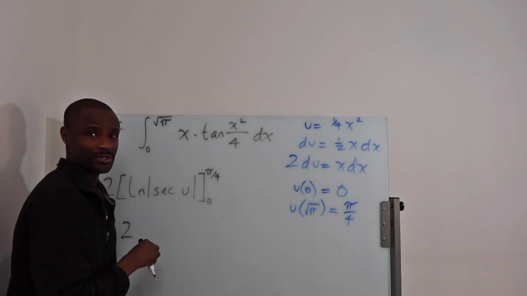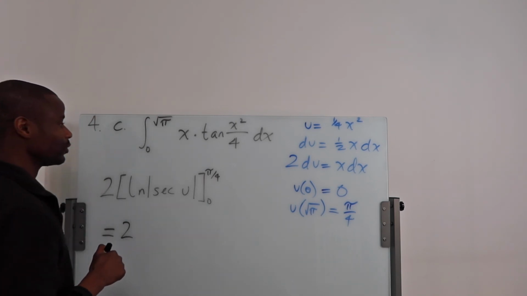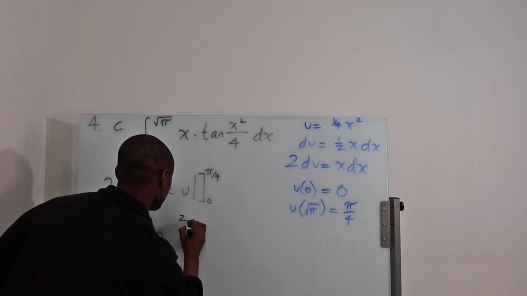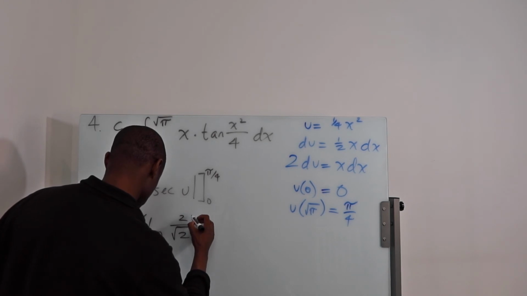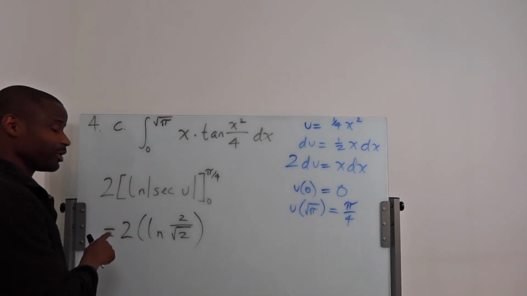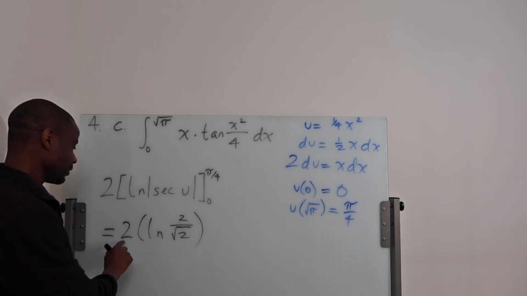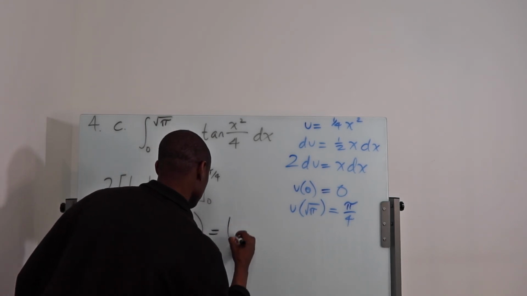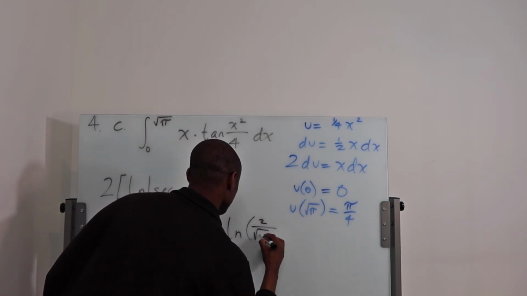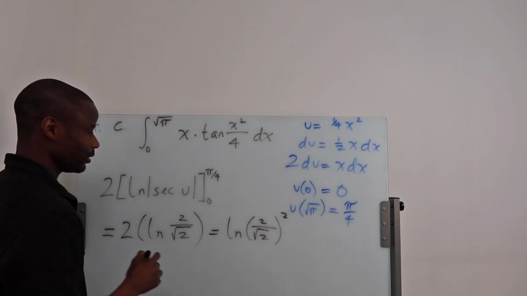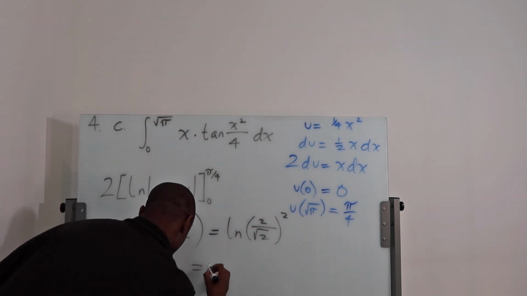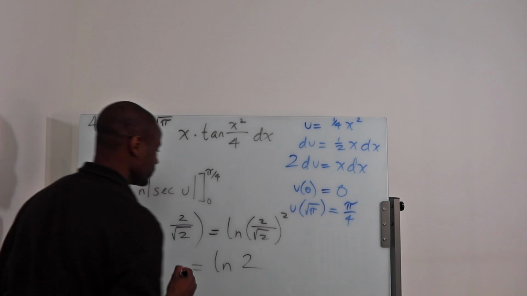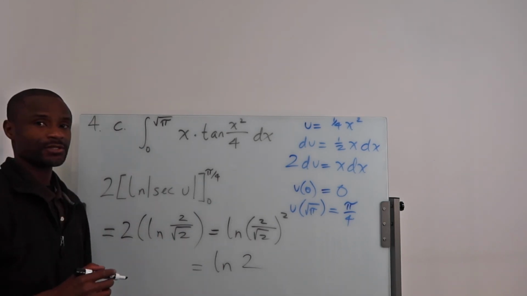So the secant is going to be the reciprocal of cosine of pi over 4, which is going to be 2 over radical 2. So this should give us 2 times the natural log of 2 over the square root of 2. Now remember our property of logs. This 2 here can become a power. So that simply becomes the natural log of 2 over radical 2 quantity squared. When we simplify, we have the natural log of 4 over 2, which is 2. That's it. Natural log of 2 is our final answer.